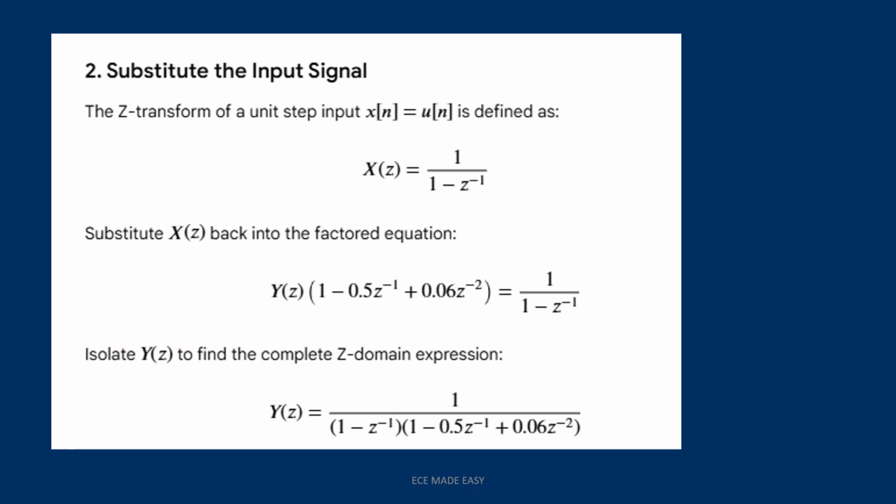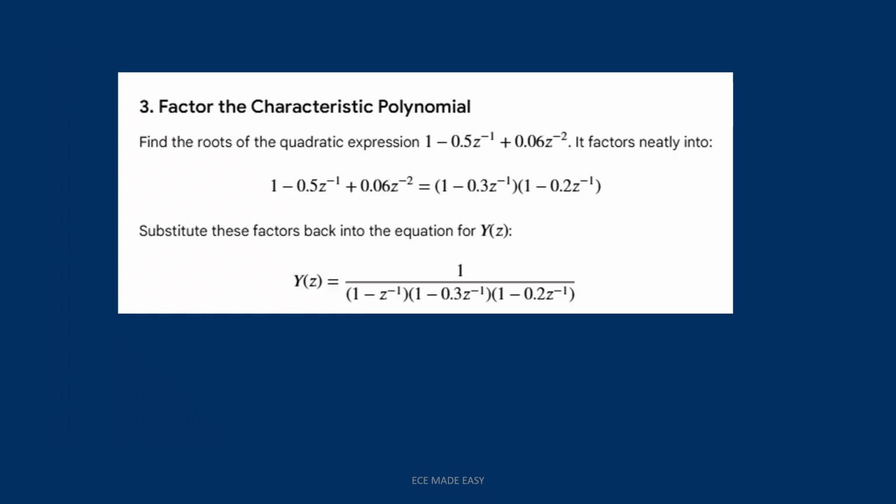In the third step, we first find the factors of the denominator, if it is second order. So in the denominator we have the term 1 minus 0.5 z inverse plus 0.06 z to the power minus 2, which can further be factorized. So we will get the two factors, 1 minus 0.3 z inverse and 1 minus 0.2 z inverse. So we are substituting. This is step number 3.